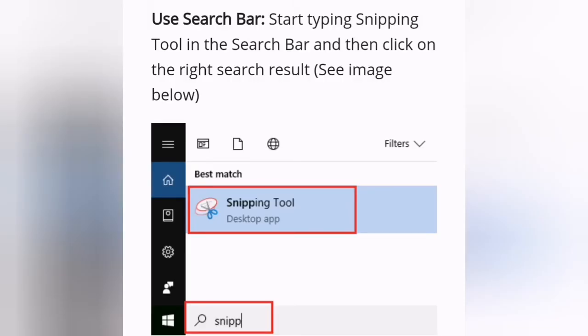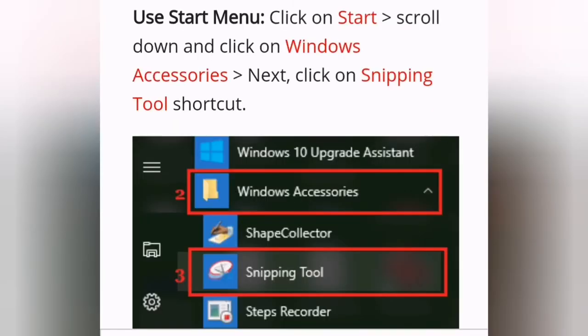How can we open it? In the search bar, you can just type snip and we can get the snipping tool. Or in another way, we can click on start, scroll down and click on Windows accessories, as I already told you, and click on the snipping tool shortcut. In these two ways, by using the Windows accessories or the search, you can go to the snipping tool.